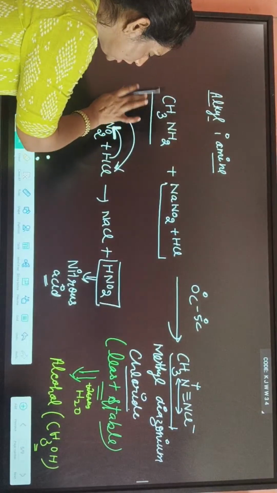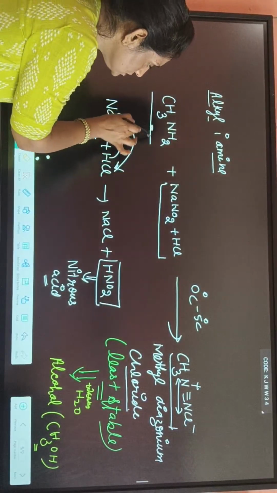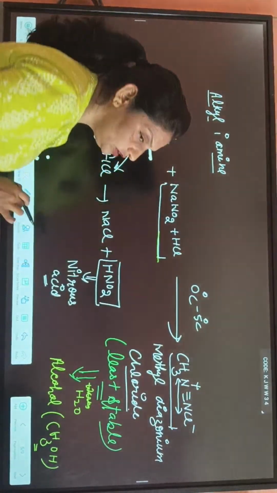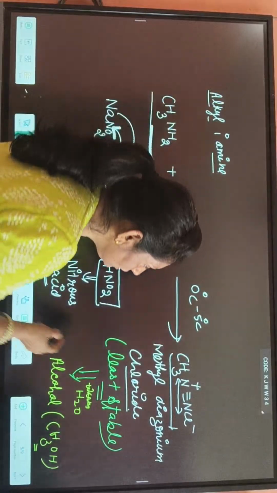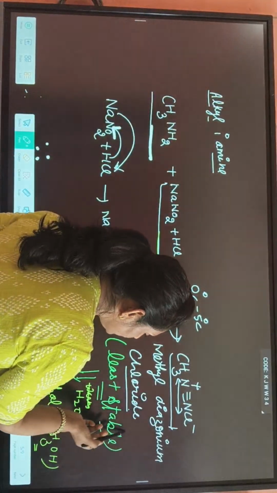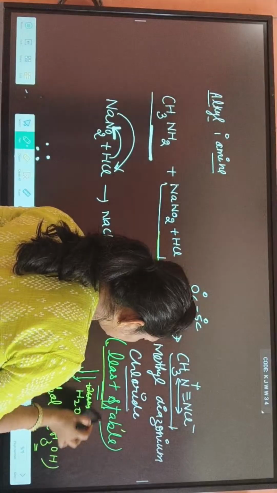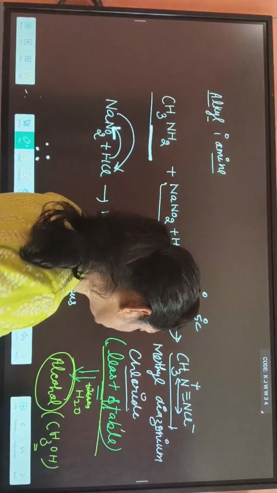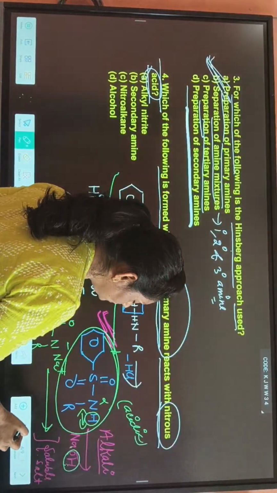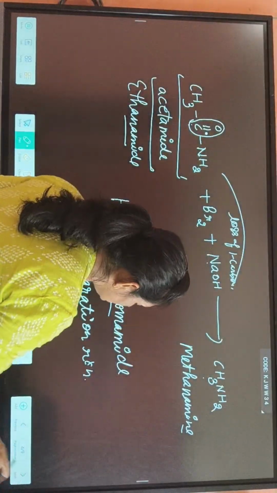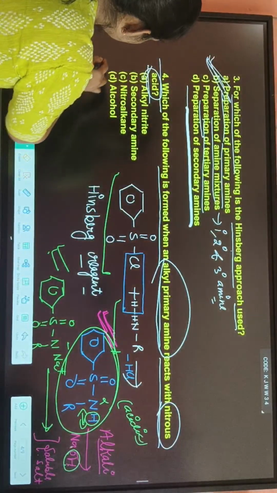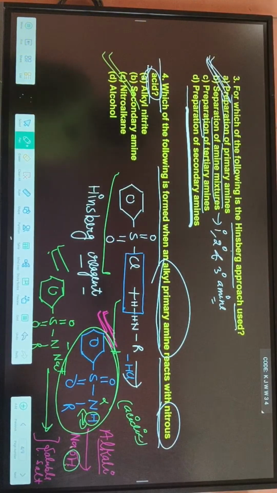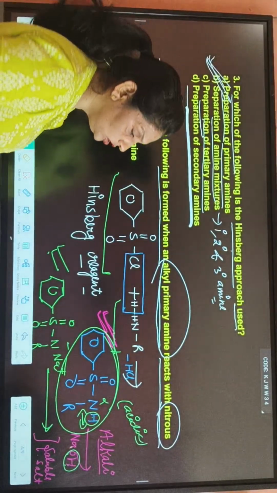So students, now I hope you all know. If you have a primary amine and you add nitrous acid, then it gives diazonium chloride, but this diazonium chloride is very less stable, so it gives us alcohol. I hope this is clear to all the students. So here the correct option will be option D, that is the alcohol.